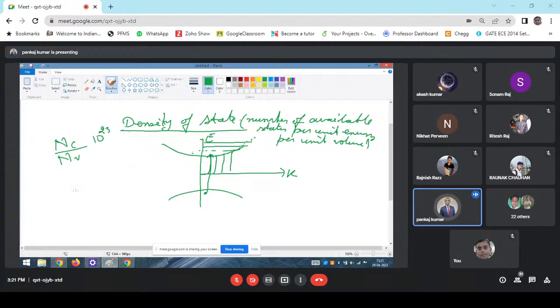So when we dope our semiconductor and our doping concentration is approximately equal to this density of states, in that case we say that this is a degenerate semiconductor, meaning it acts like a metal, and conductivity is very high in that case.